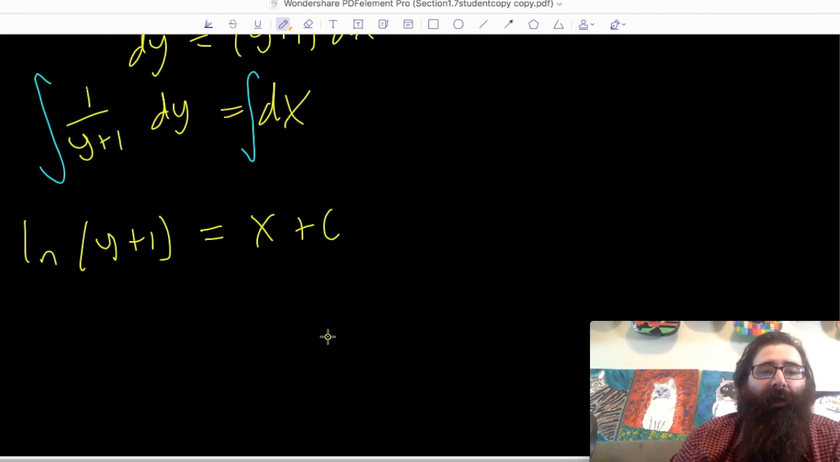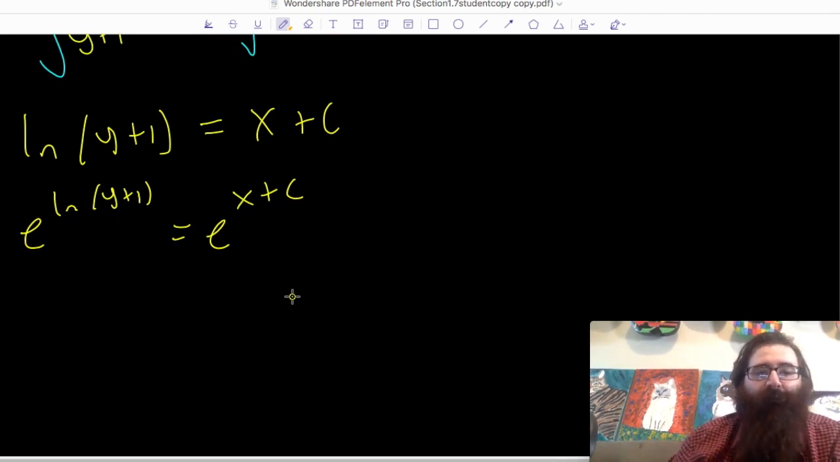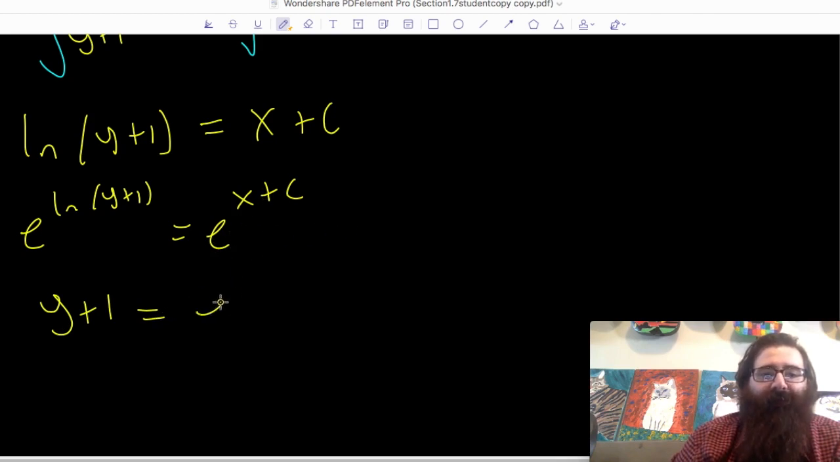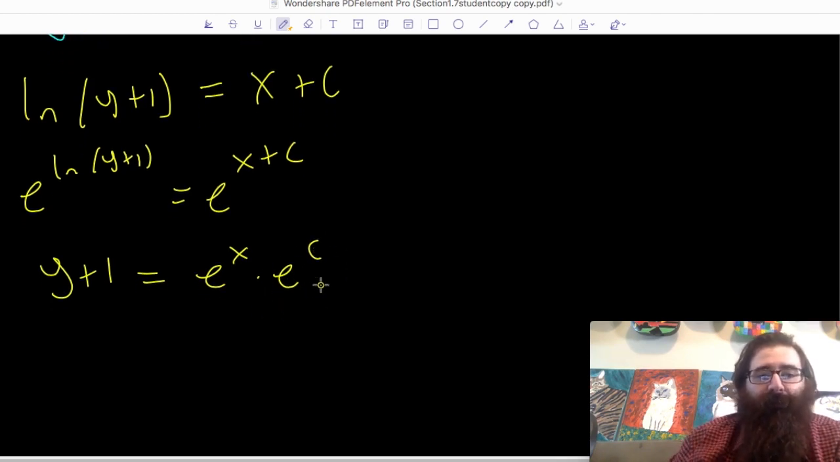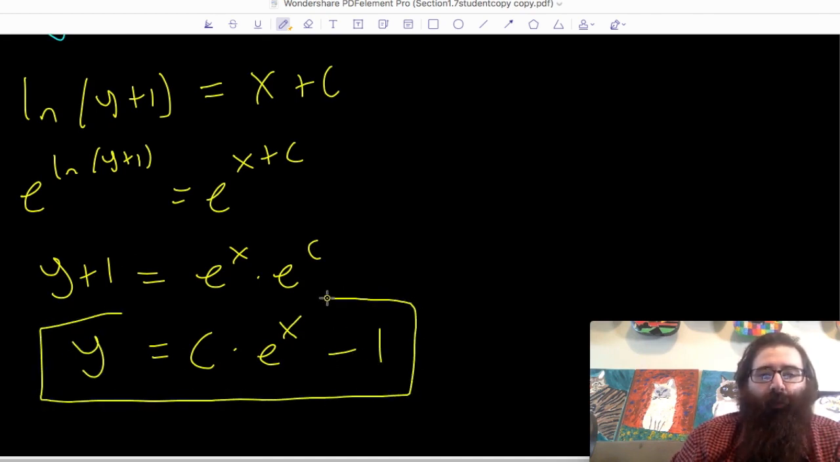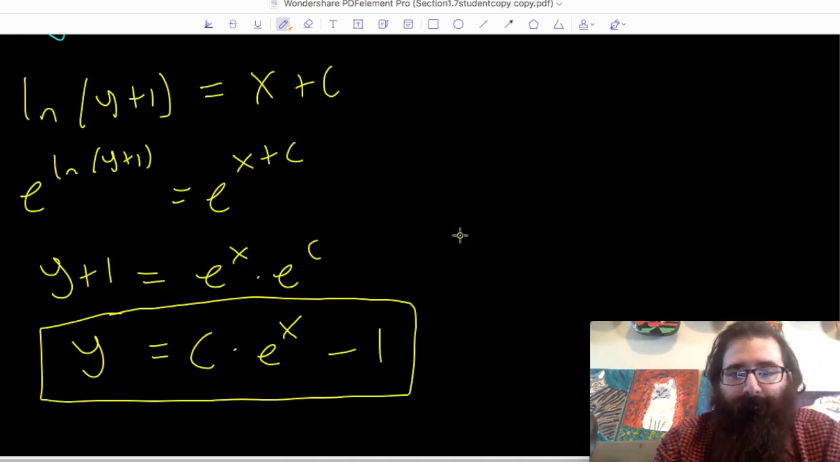And then solving for y, I want to raise both sides as exponents to base e, so e to the natural log of y plus 1 equals e to the x plus c. Here the inverse functions undo one another, so on the left I just get y plus 1. On the right, I can break this up into e to the x times e to the c. But here e to the c is just some constant, so let me call that c and write it in front. We'll say c times e to the x. And then to solve for y, I just have to subtract 1 over. So we can build the general solution first. y is c times e to the x minus 1.